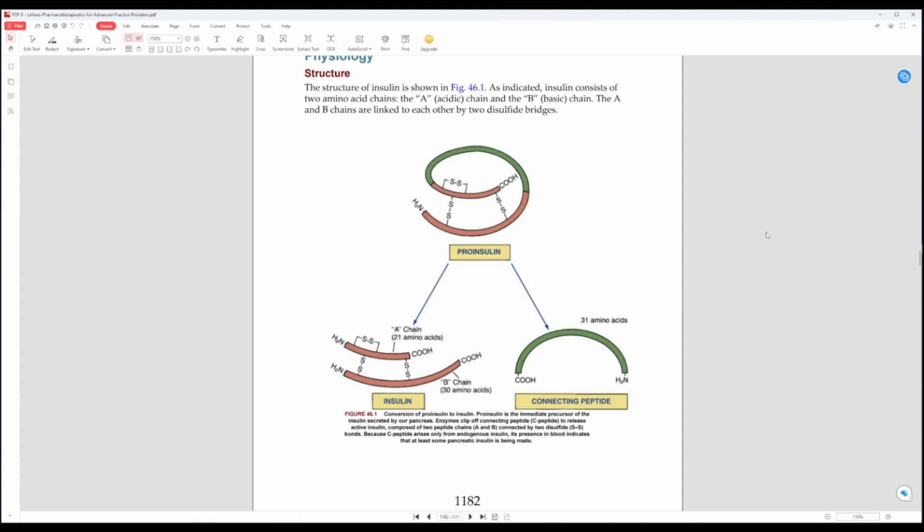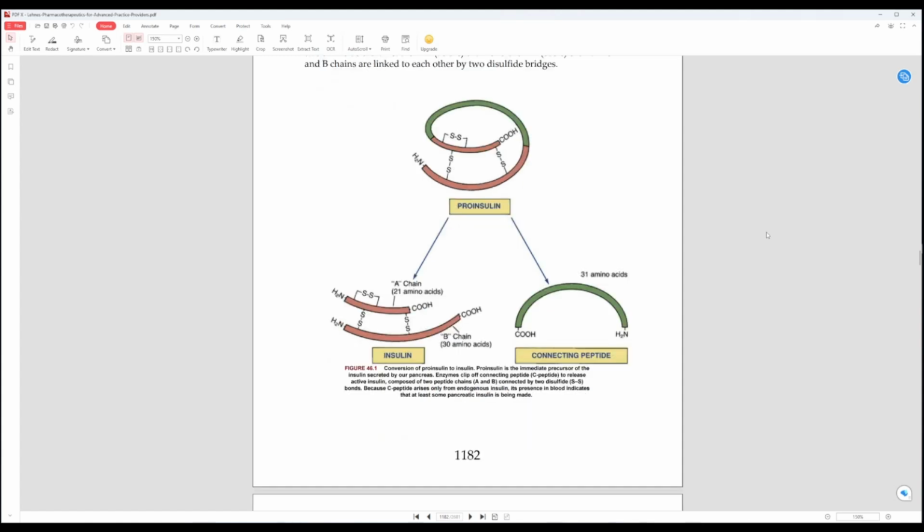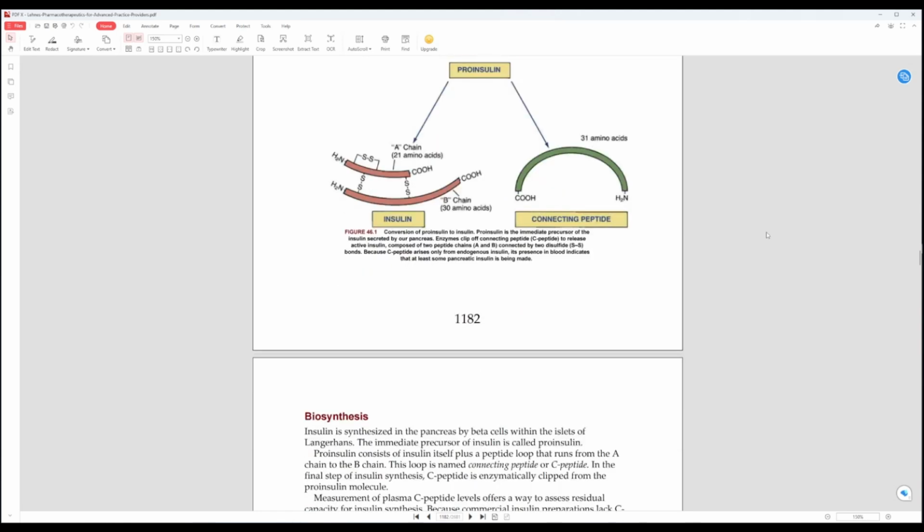The structure of insulin is shown in the following figure. As indicated, insulin consists of two amino acid chains, the A acidic chain and the B basic chain. The A and B chains are linked to each other by two disulfide bridges. So here is a good spot to hit pause so you can take a look at that insulin. The conversion of proinsulin to insulin.